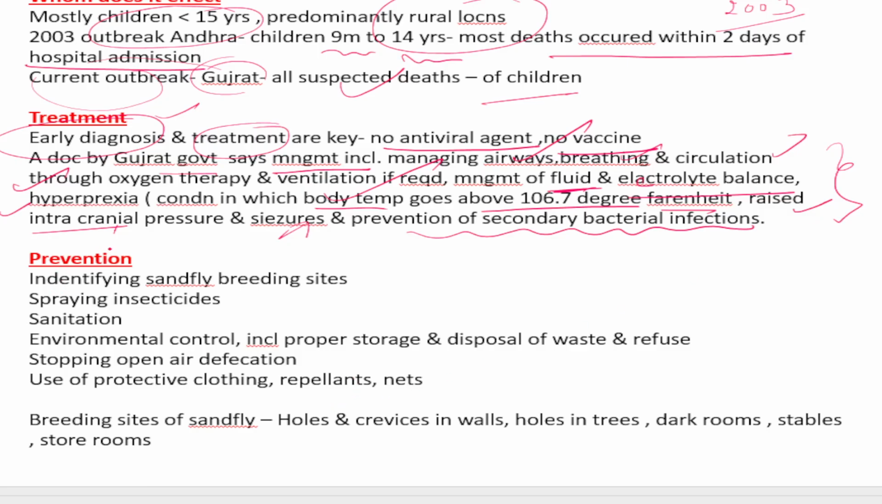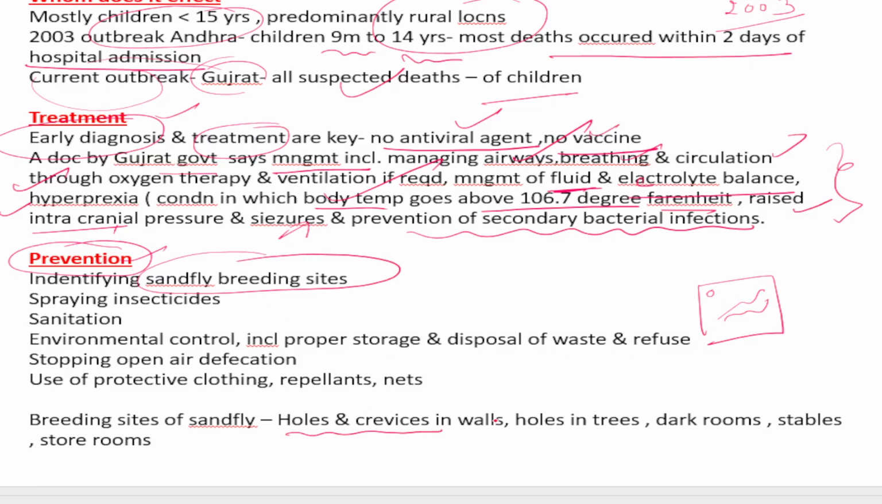Now prevention. It is always said that prevention is better than cure, and since there is no antiviral agent and no vaccine, prevention assumes all the more significance. So how to prevent this disease? One is identify the sandfly breeding sites. Now, where do the sandflies breed? They breed in the holes and crevices of the walls. So, in walls, in the crevices and the holes, these sandflies usually breed. And there are also holes in trees. So, in the holes of trees, also these sandflies breed.